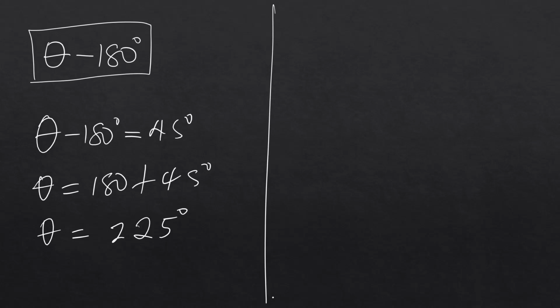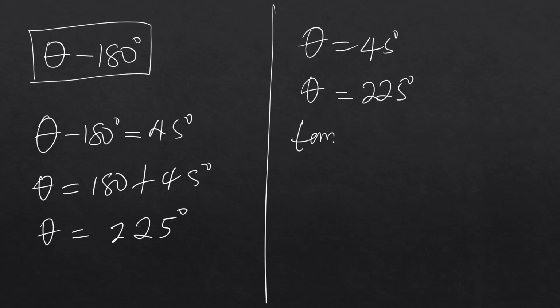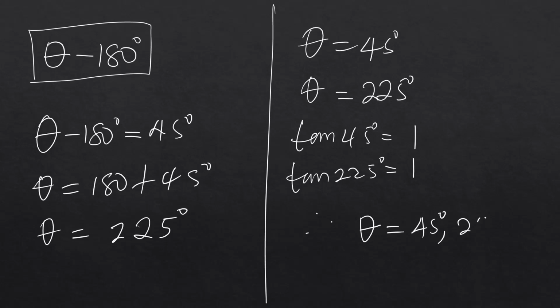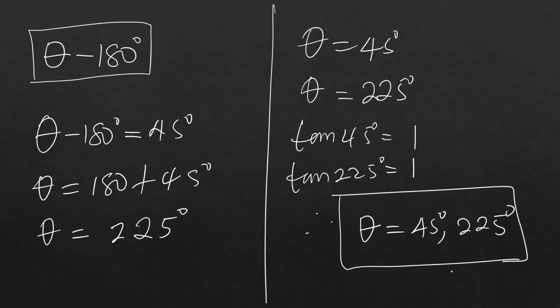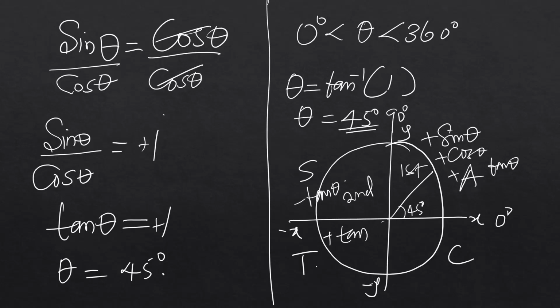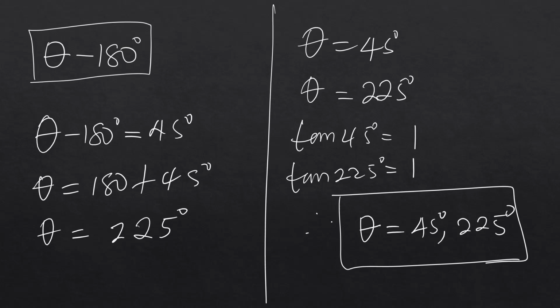So let's check. We have theta to be 45 degrees, the first one, and theta also is going to be 225. Now, tan 45 is 1, and tan 225 degrees is also 1. Therefore, theta is 45 degrees and 225 degrees. So these are the complete solution of the angle, because we must not exceed 360 degrees and we must not be 0. So these are the two solutions for the equation.